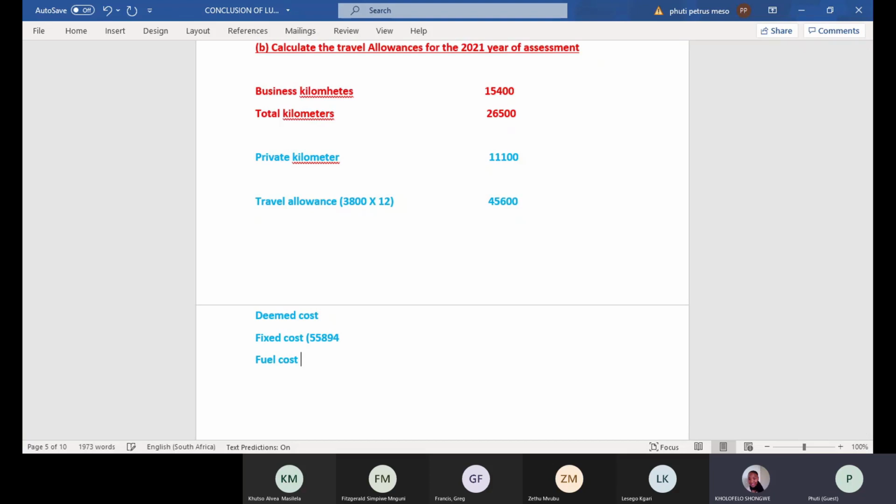And then the fuel cost per kilometer is 118.1. Fuel cost per kilometer? Yeah. It's how much? 118.1. Yes. Okay, and what else? And then the maintenance cost is 46.8. Yeah. Okay, 46.8.